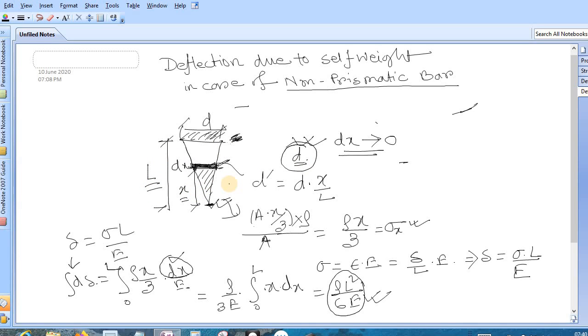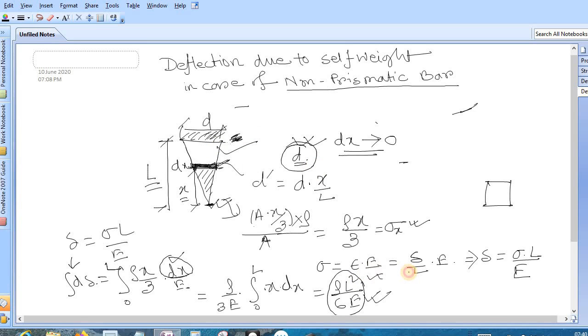So you have already learned how to calculate this deflection. Even if instead of a circular section you are given a square cross section which varies linearly like this, you can find the deflection also.